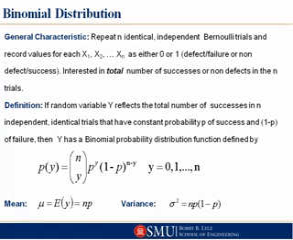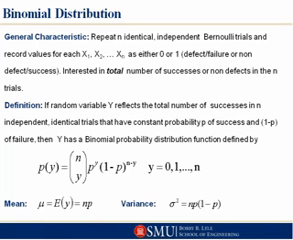If random variable Y reflects the total number of successes in N independent identical trials that have constant probability P of success and 1 minus P of failure, then Y has something called a binomial probability distribution function, defined by the probability of Y, the number of successes, for a particular value of little y, equal to N choose y, P to the y, times 1 minus P to the N minus y. And y goes from 0, 1, 2, 3, all the way up to N.